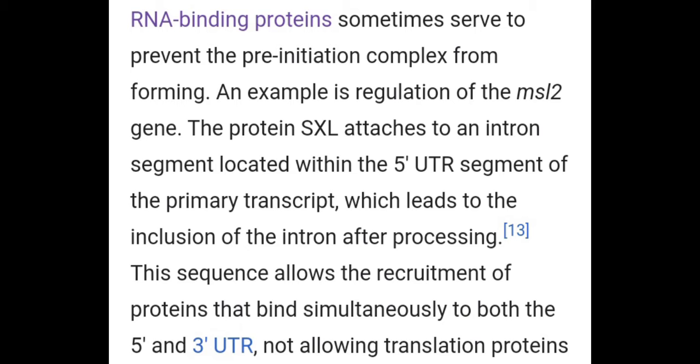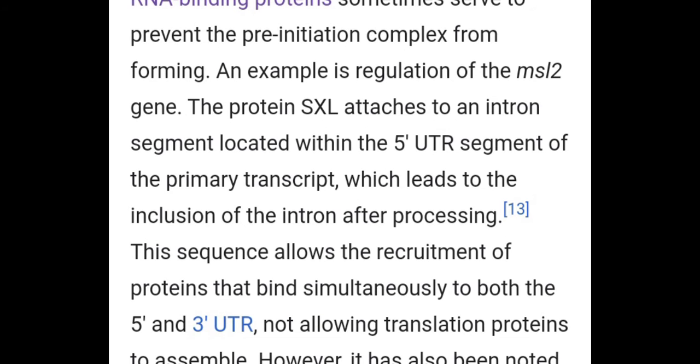What is the MSL2 gene? MSL2 is a protein coding gene, and it is a component of the histone acetyltransferase complex, which is responsible for the acetylation of histone H4 at lysine 16.